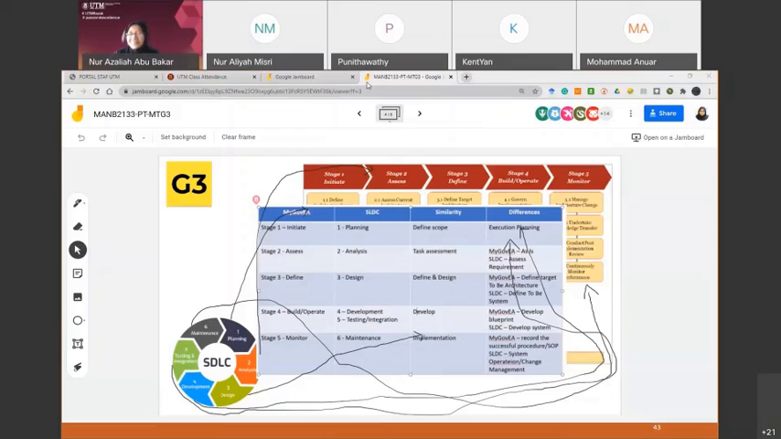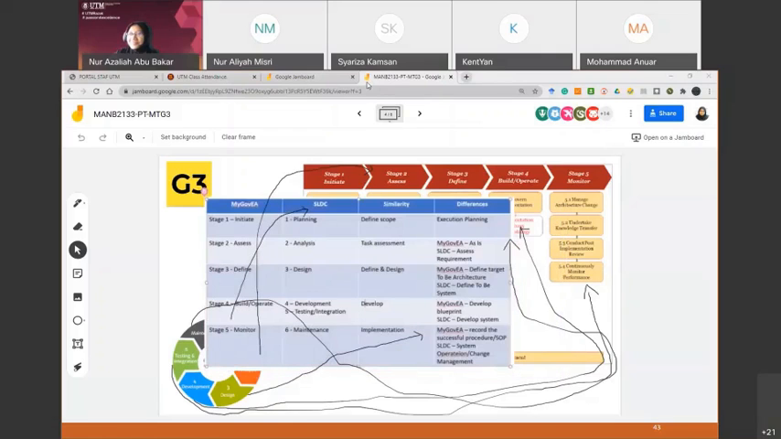Okay, I will explain the similarities and differences. Team members, please add if I miss anything. In terms of similarities, the process is quite similar, as Anwar went through just now. At stage 1 we define the scope, then we assess, then we define and design. The process is similar, but the thing that we design or assess is different. So we go to the differences. In terms of initiation, it's similar because we execute the planning stage.